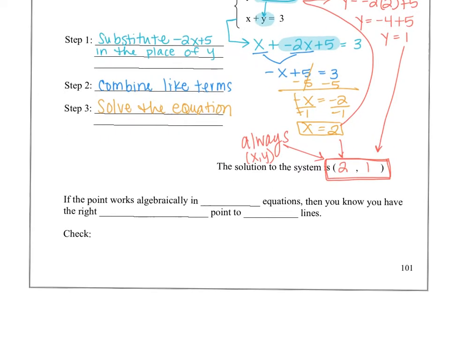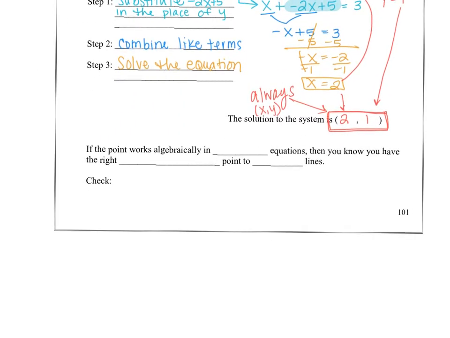So if the point algebraically works in both equations, that's the word that goes on that line, in both, then you know that you have the right solution point to both lines. Or the intersection point, that might be a better intersection point. Okay, so solution or intersection point to both lines.